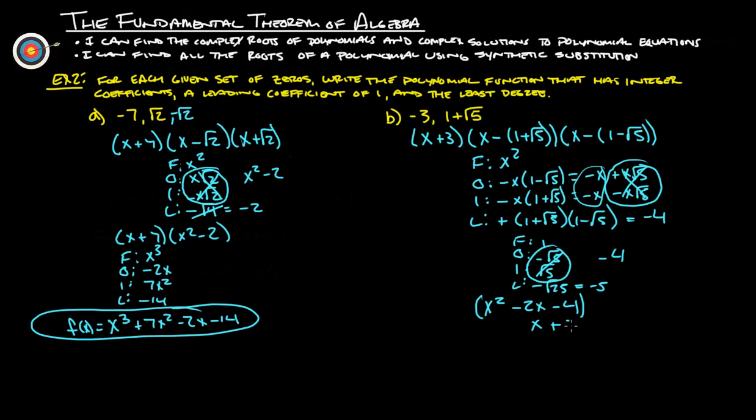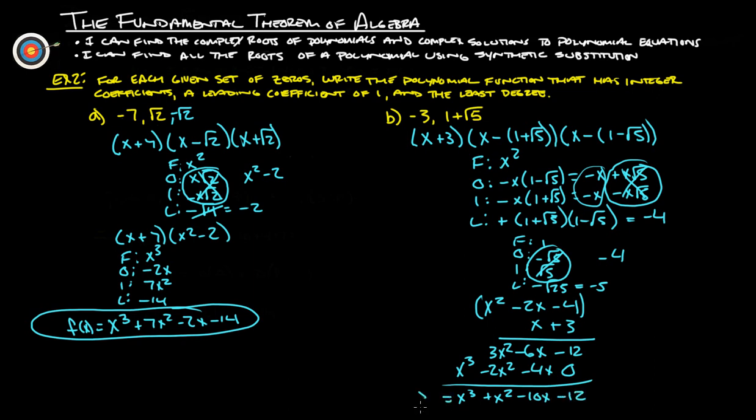So I'm going to put it underneath here. 3 times negative 4 is negative 12. 3 times negative 2x is negative 6x. 3 times x squared is 3x squared. x times negative 4 is negative 4x. x times negative 2x is negative 2x squared. x times x squared is x cubed. So we get x cubed plus x squared minus 10x minus 12 is what f of x equals.